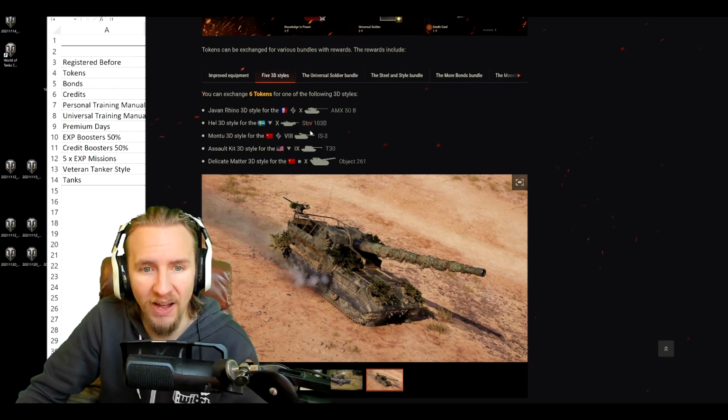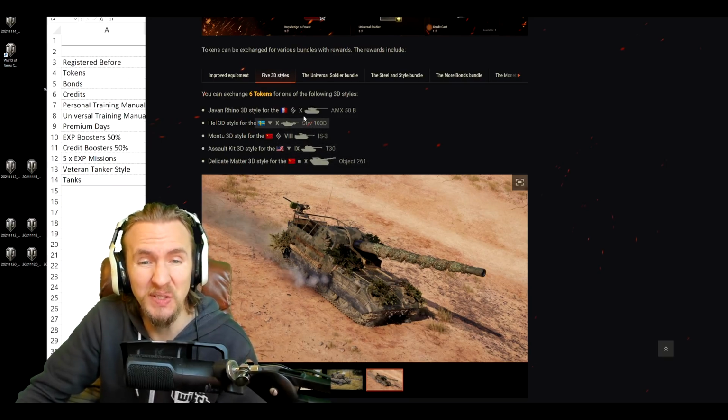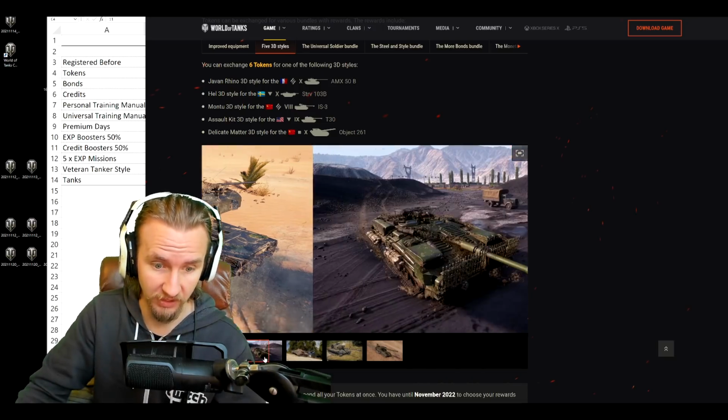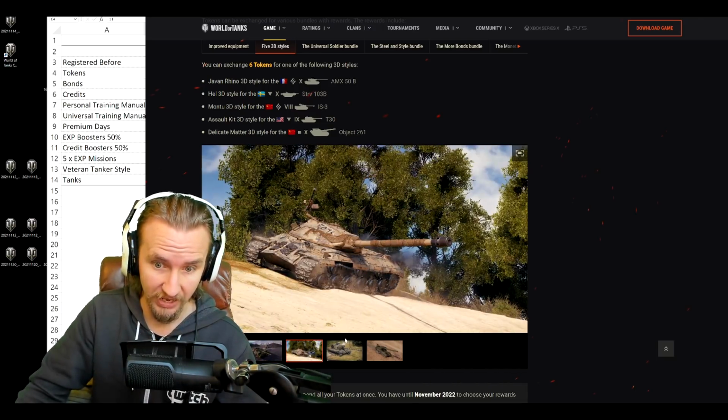There are also 5 different 3D styles that you can manage to get, but it's going to cost you 6 tokens per style. However, they are pretty cool. This is the one for the 50B, the STRV-103B, the IS-3.